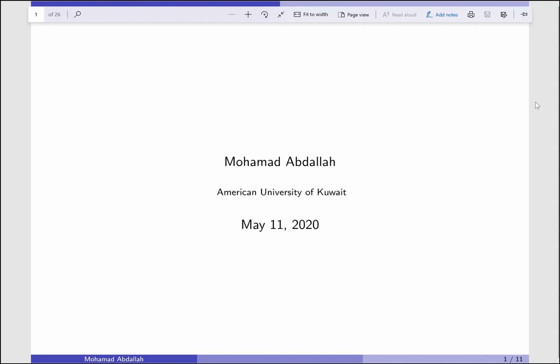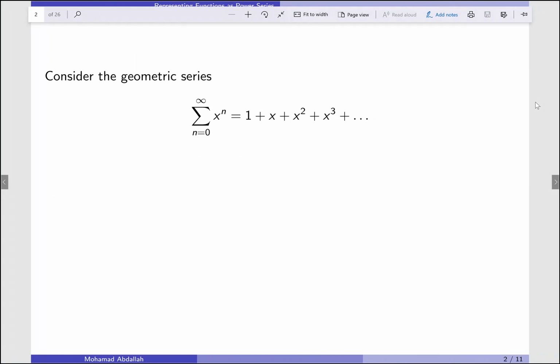In this video, we'll talk about how we can represent some rational functions as power series. So let's start first with the geometric series. We know that the sum from n equals 0 to infinity of x to the power n. Here, think of x as the ratio of the power series. We know that this is equal to 1 plus x plus x squared plus x cubed and so on.